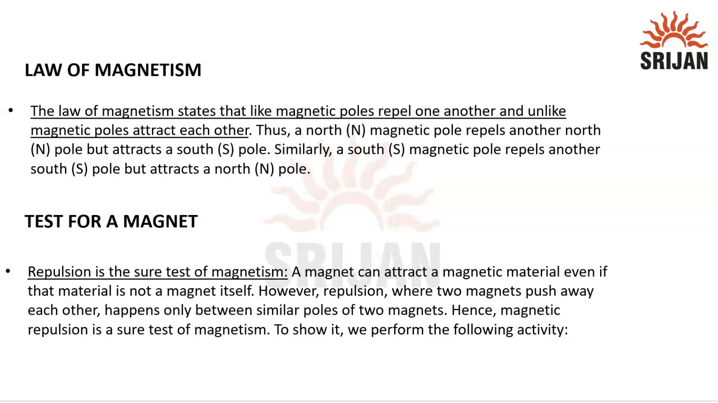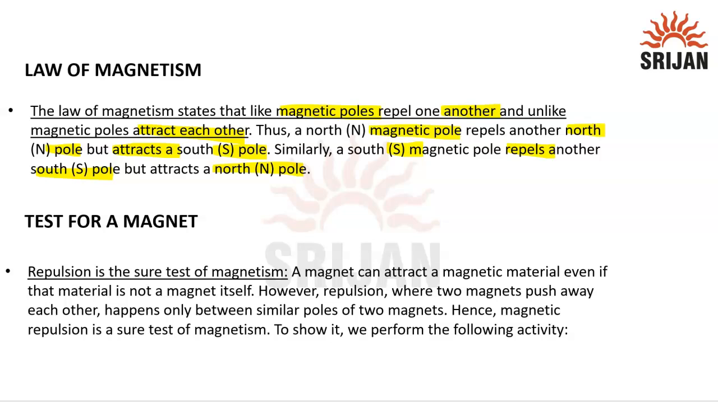Now the law of magnetism states: like magnetic poles repel one another and unlike magnetic poles attract each other. That means a north magnetic pole repels the north magnetic pole of another magnet. Similarly, a south magnetic pole repels the south magnetic pole of another magnet, but it will attract the north pole of another magnet. So north-north repel, north-south attract. Similarly, south-south repel one another and south-north attract each other. This is the law of magnetism.